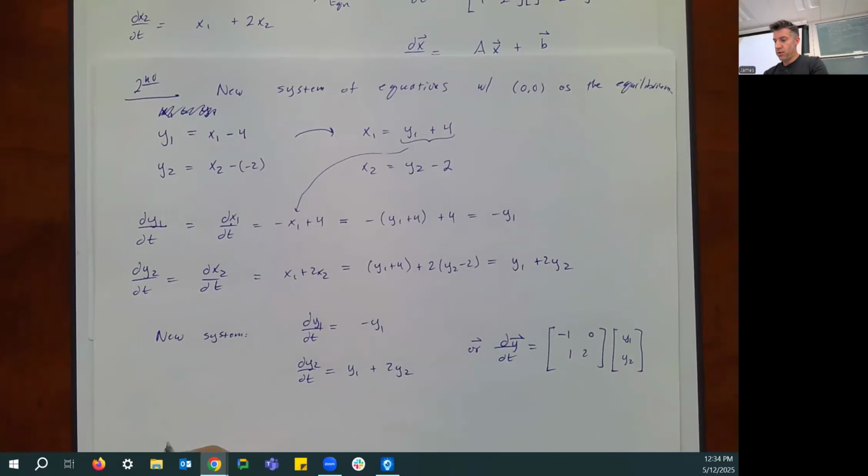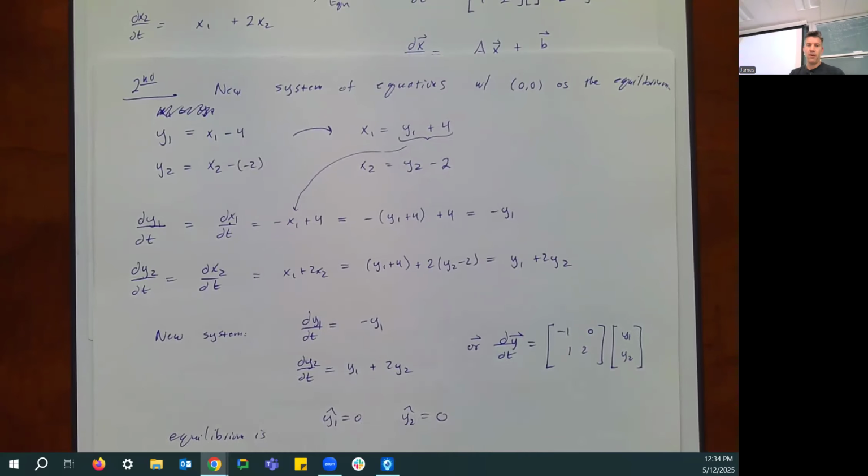So here, the equilibrium is y1 hat equal to 0 and y2 hat equal to 0. And now we can go ahead and solve this in the usual way: finding the eigenvalues, finding the eigenvectors, writing the general solution. Yes.